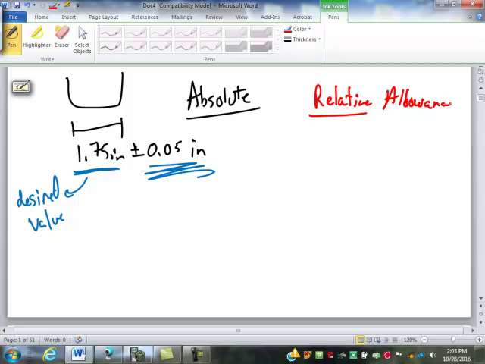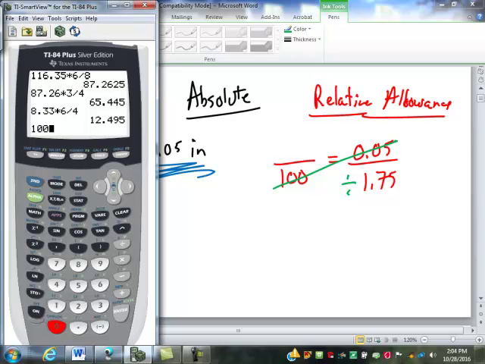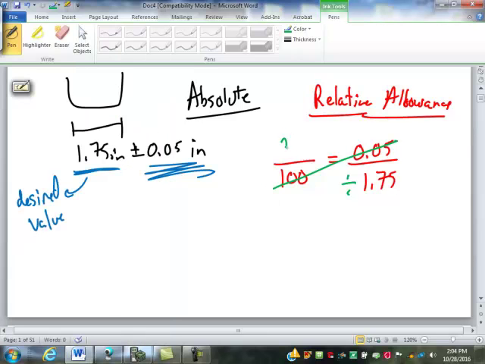By doing that, all we're going to do is find a percent. I can't spell today for some reason. Okay, so to find that percent, it's just blank over 100 equals our allowance of 0.05 over our desired value of 1.75. So we can cross multiply and divide here: 100 times 0.05 divided by 1.75. We get 2.86 basically. So that is 2.86%, because 2.86 out of 100. So this would be listed as 1.75 inches, plus or minus 2.86%.